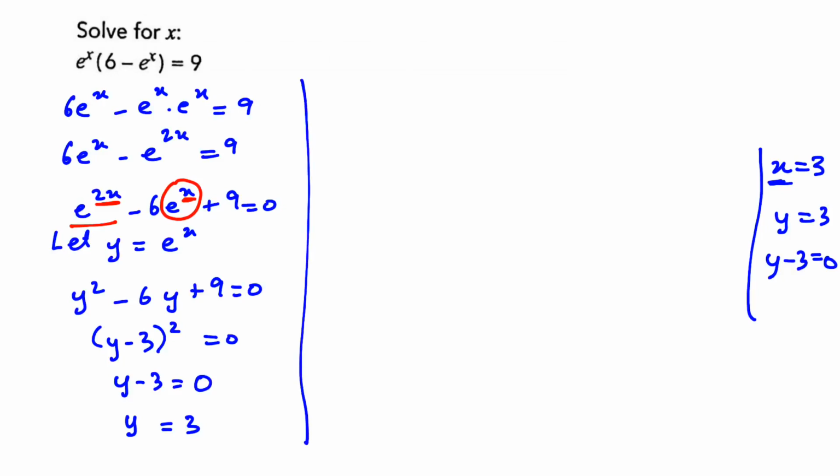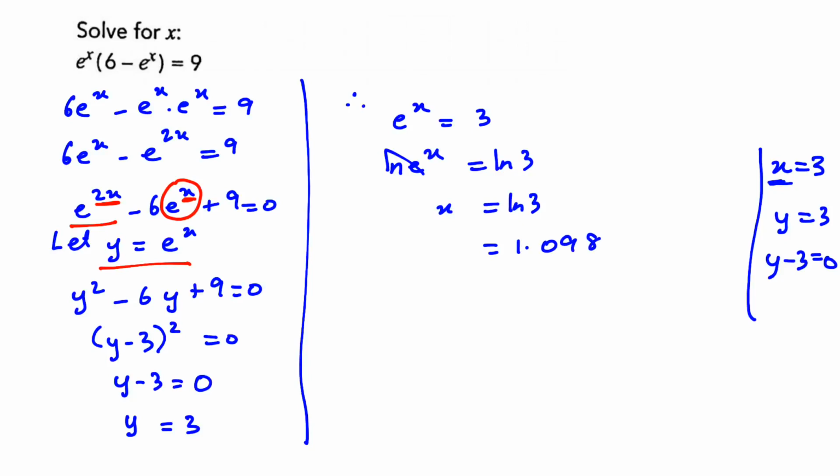But what is y equal to? y is equal to e to the power of x. Therefore, e to the power of x is equal to 3. And now to find x, we are going to introduce ln on both sides. Therefore, x is equal to ln 3, and put it in the calculator. You will get 1.0986. We are rounding it to 3 significant figures, which is here.